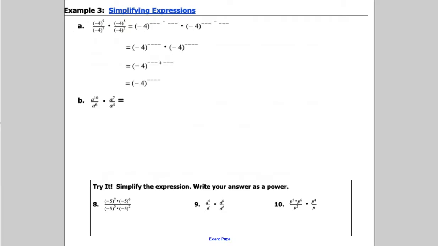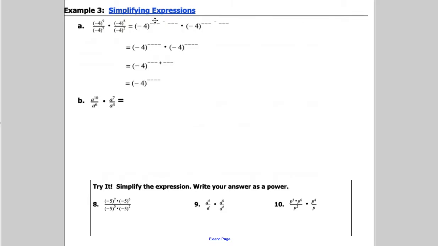So let's look at our first example, example 3, letter A. You have negative 4 to the 9th divided by negative 4 to the 5th power times negative 4 to the 8th divided by negative 4 to the 2nd. I'm seeing quotient of powers. I'm seeing product of powers. I'm going to start this particular one by resolving or simplifying each part of this. I'm going to keep the multiplication in my expression and resolve that last. So I'm going to resolve the quotient of powers first.